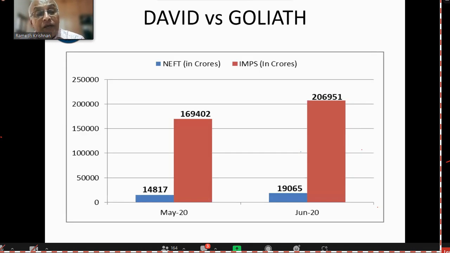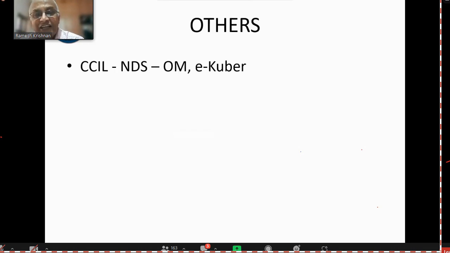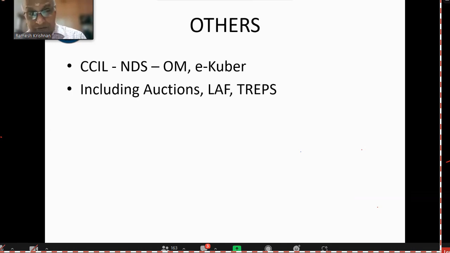Now, how UPI has taken over NEFT, I have just given for May and June 2020 the figures. IMPS has overtaken RTGS and NEFT by leaps and bounds. That is just CCIL data. Now, CCIL operates or provides the platform, Negotiated Dealing System, order matching, which is on the e-Kuber. That is the proprietary core banking solution of RBI, e-Kuber. All auctions, everything happens there. Yes, including your LAF, repo, SDF, everything happens there.